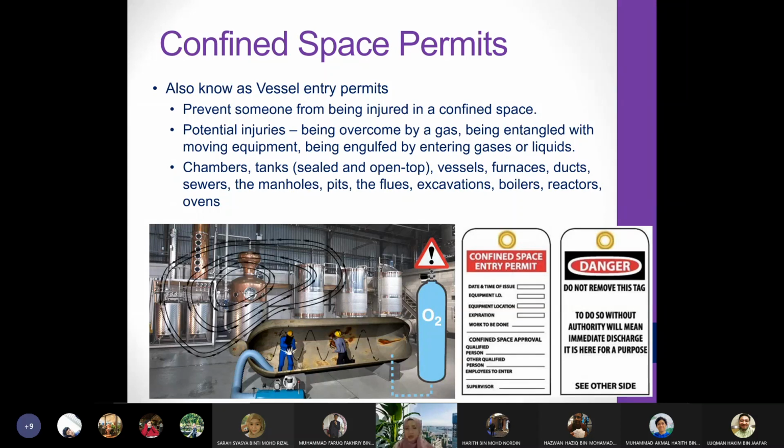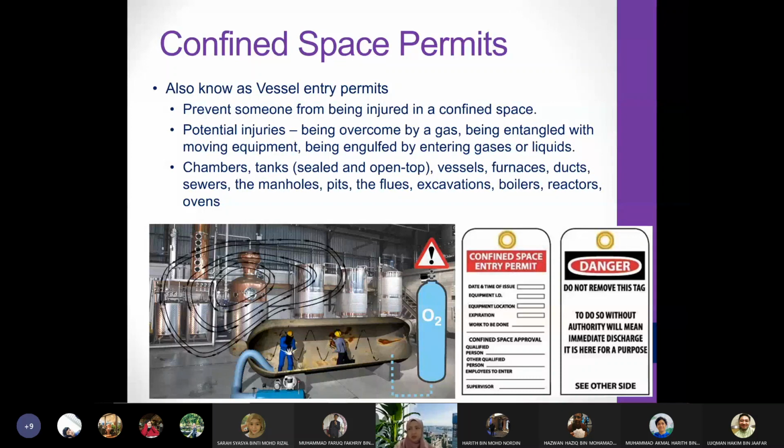So examples of confined space are chambers, tanks, and tanks are sealed and open top. It can be vessels, furnaces, ducts, sewers, manholes, pits, flues, excavations, boilers, reactors, oven. Okay, so these are examples.